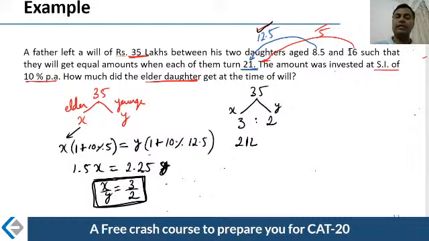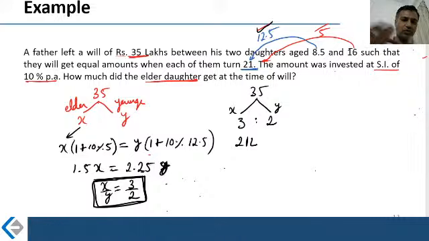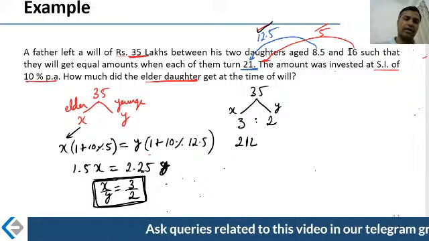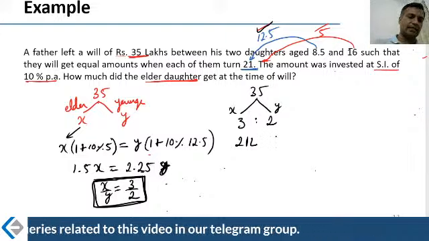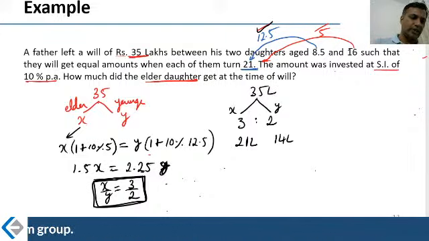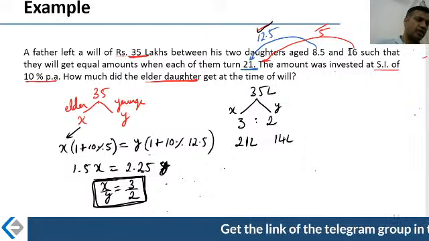Yesterday, in the ratios chapter, we spoke about this, how to split it. There is always a total factor. I spoke about it; I don't have to be repetitive. Just split 35 lakhs in the ratio 3:2. Therefore it becomes 21 lakhs and 14 lakhs. The required answer is, how much should the elder daughter get?